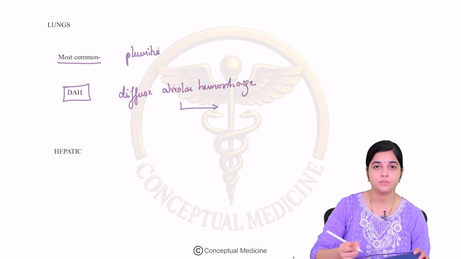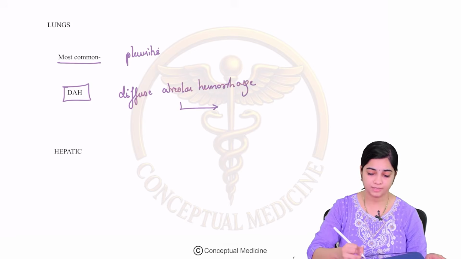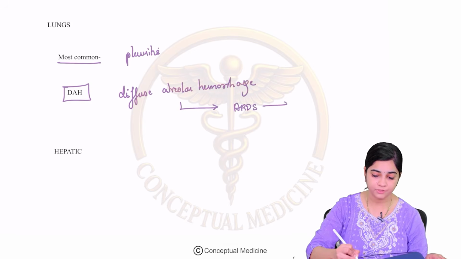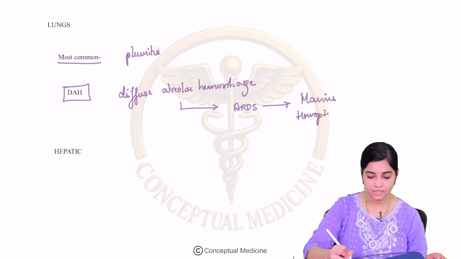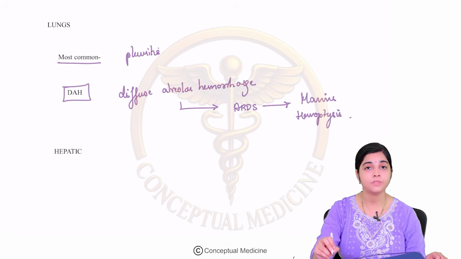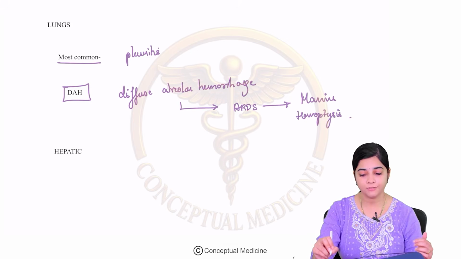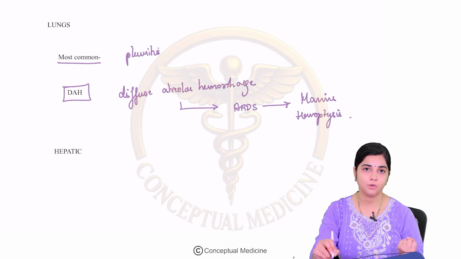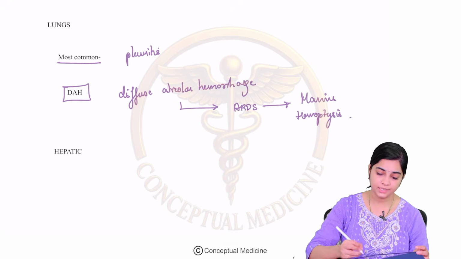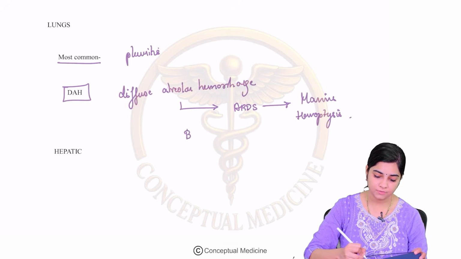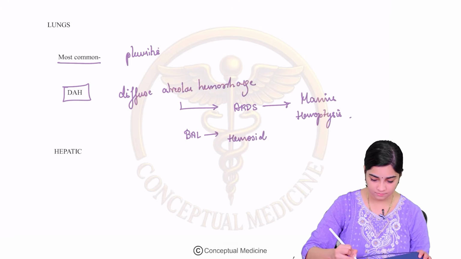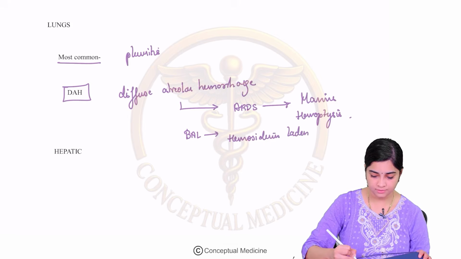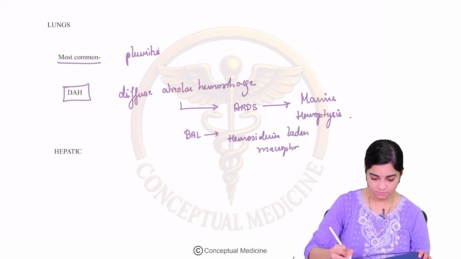And the presence of diffuse alveolar hemorrhage is a very poor prognostic factor. They present similar to an ARDS kind of picture, and they can present with massive hemoptysis. And how do you diagnose your DAH? When you do a bronchoalveolar lavage, you will see the presence of hemosiderin-laden macrophages.